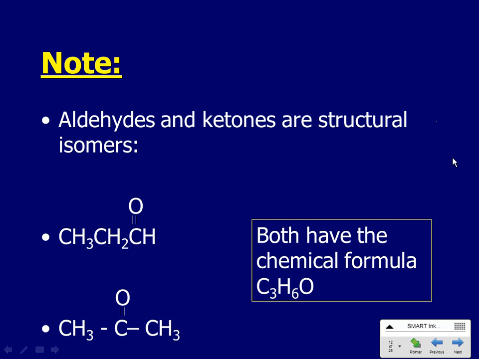Let's focus. Aldehyde, yeah, see, look at what you did. Aldehydes and ketones are structural isomers, which means they have the exact same carbons, hydrogens, oxygens. Again, it's just the difference in the position of the double bond.